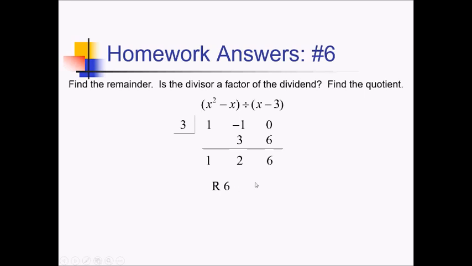Since that's not 0, that means that x minus 3 is not a factor of x squared minus x. And for our quotient, it's going to be these numbers down here except for the remainder. And we're going to start one exponent lower than we started with in the original. So since we started with x to the second, that means our quotient has an x to the first. So this 1 really means 1x to the first power plus 2, and that's it.